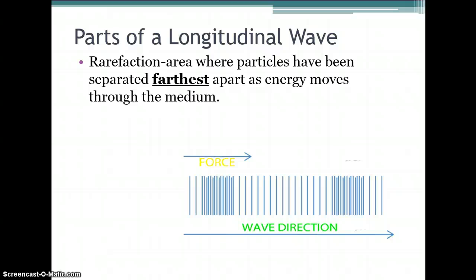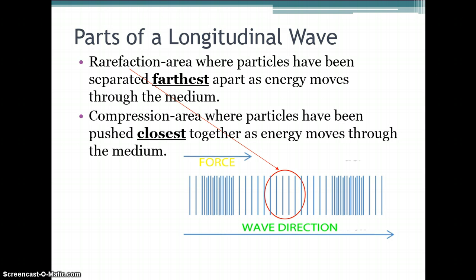There are 2 parts of a longitudinal wave. One is a rarefaction. Rarefaction is when the medium is spreading apart, when the particles have been separated the farthest as the energy wave moves through. Compression is the opposite. It is an area of particles that have been pushed closer together as the energy wave moves through. Make sure to label these on your notes as we discuss them. Right now you should have both a rarefaction and compression labeled.